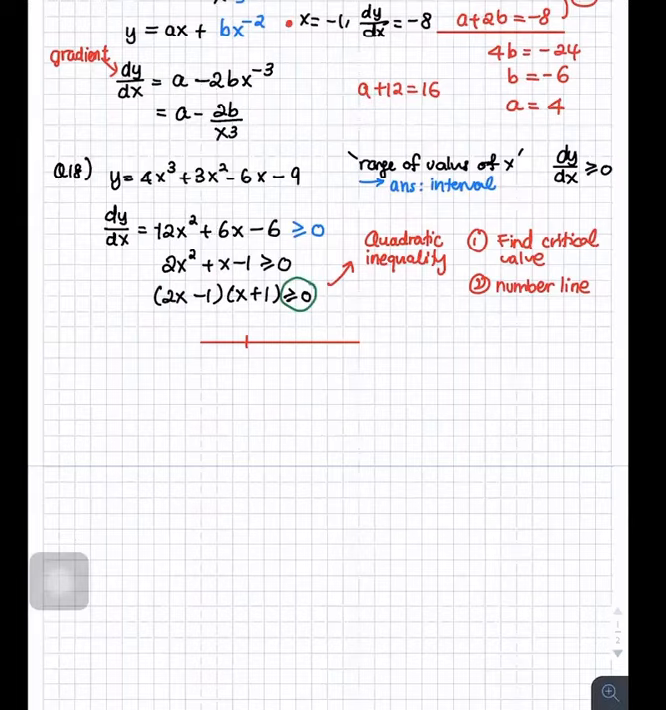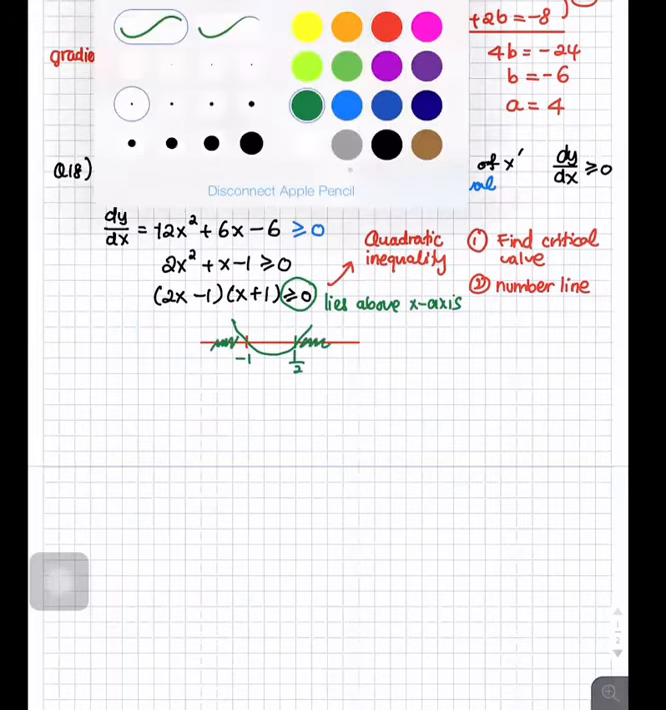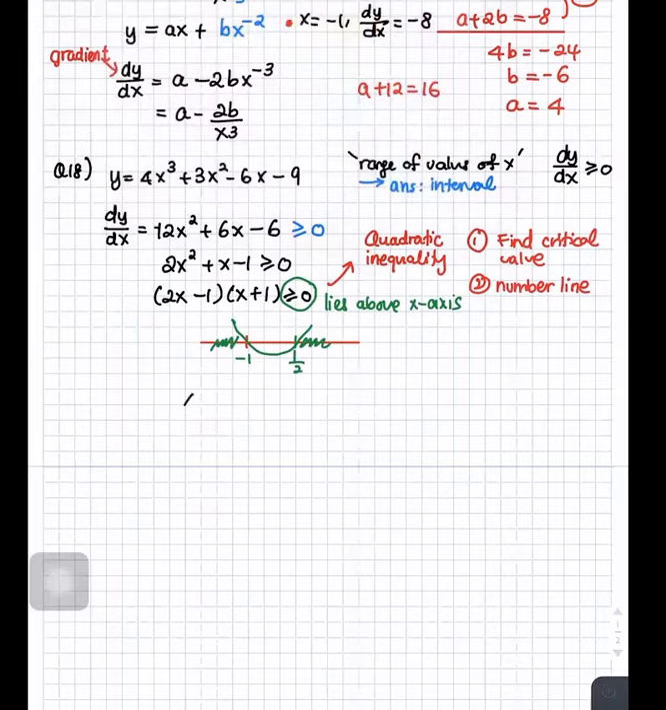More or equal to 0 means lies above x-axis. So you can just do -1.5 here. It's still a positive curve. And according to Sri Raharjo, we want it to be above the x-axis. Any doubt so far?